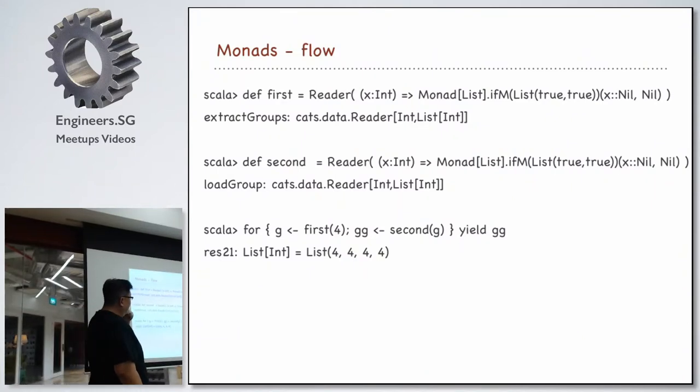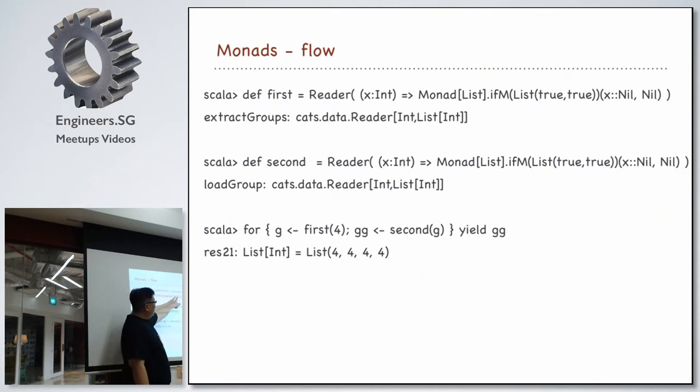So this is an example of monadic flows. Now, when they say a monad can flow the context, they basically mean it can flat map. So what is this? Def first, I just gave it a name because I'm not really good with names. This is a reader monad. A reader monad always takes in one argument of some type and returns a monad. So that's what a reader is.